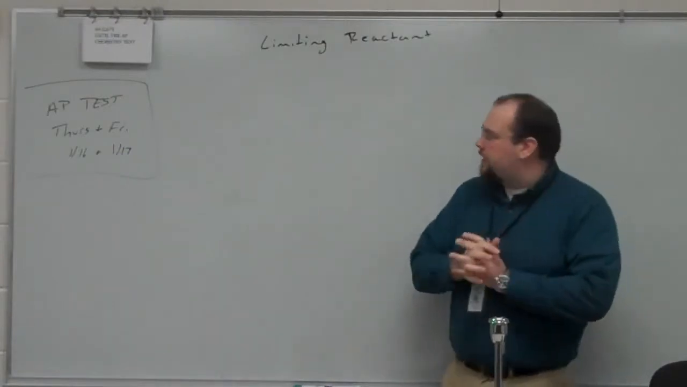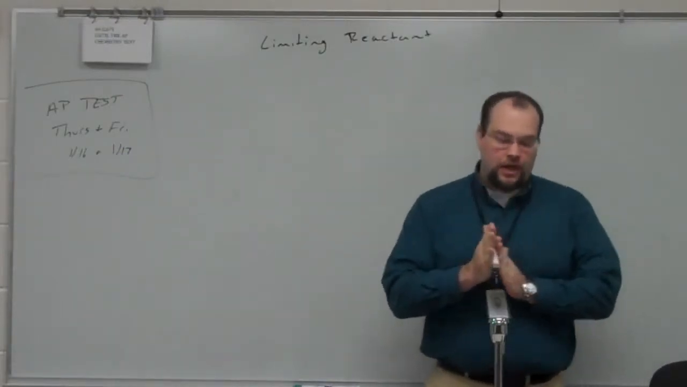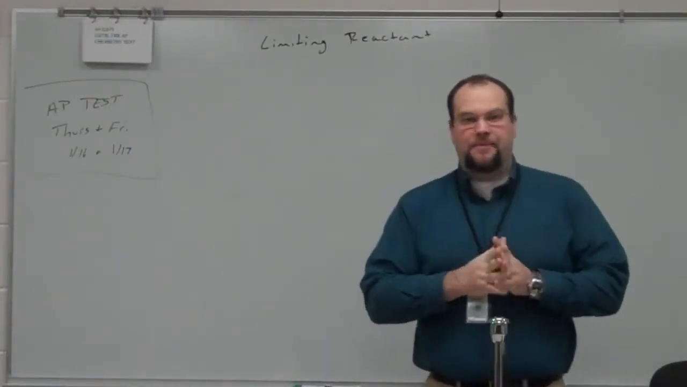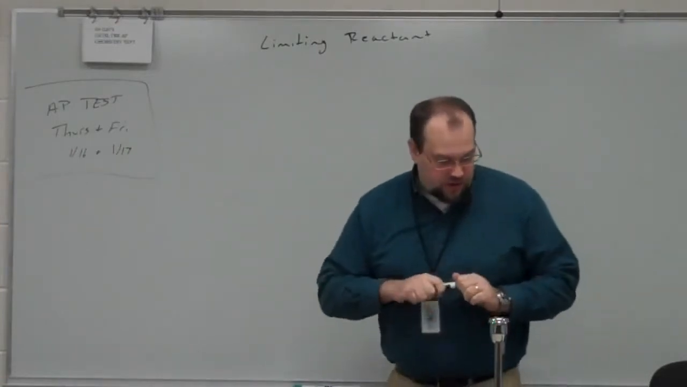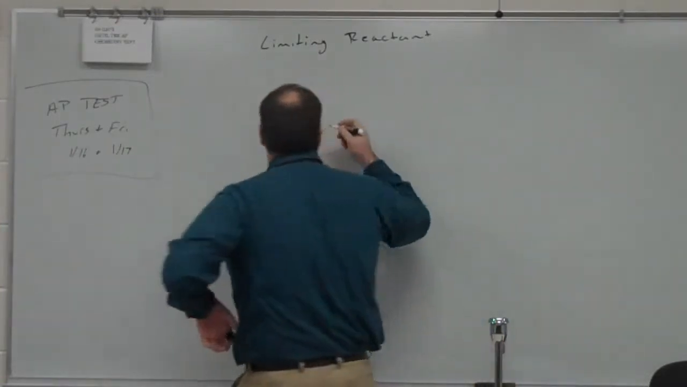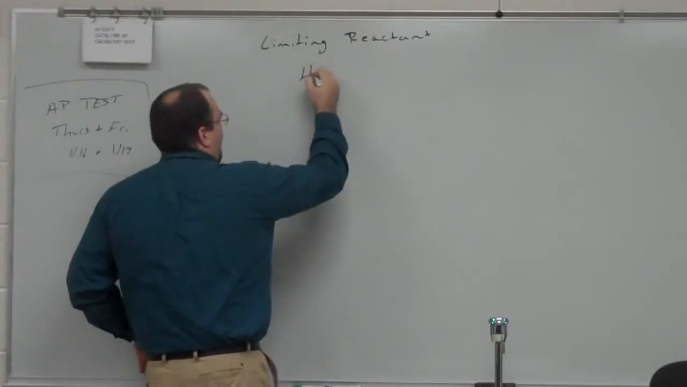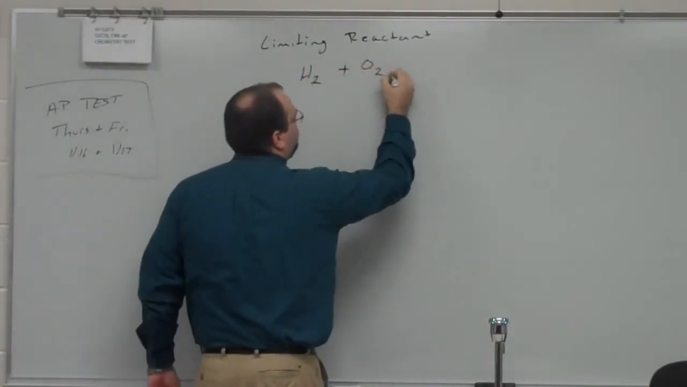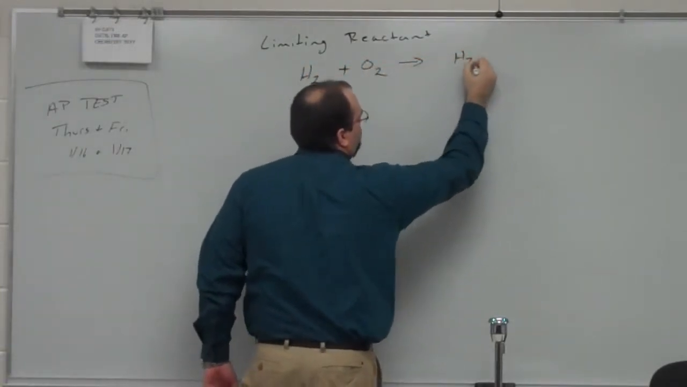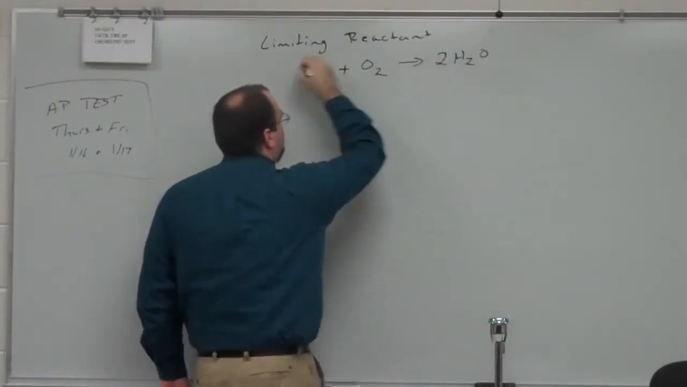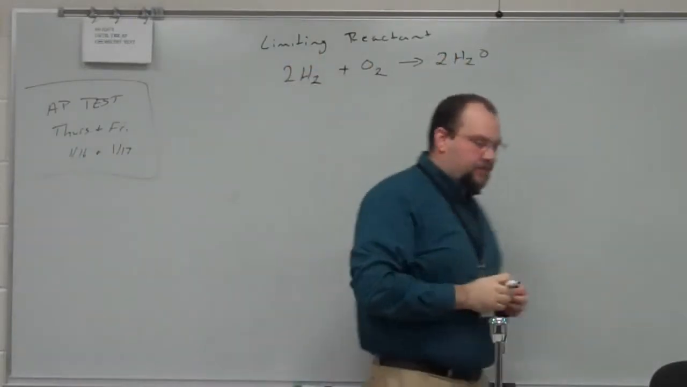Today we are going to be talking about limiting reactants. Essentially what happens is in a chemical reaction we have multiple reactants generally. Let's say we have a synthesis of water from hydrogen and oxygen. Let me balance this. Okay, let's say we have this reaction.